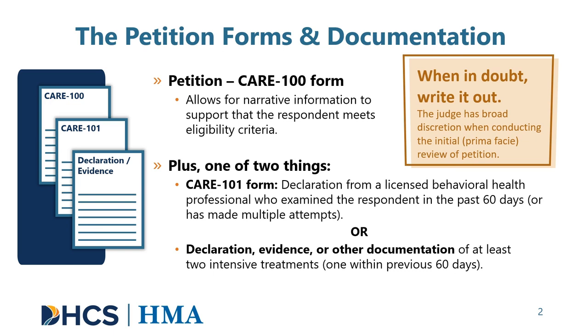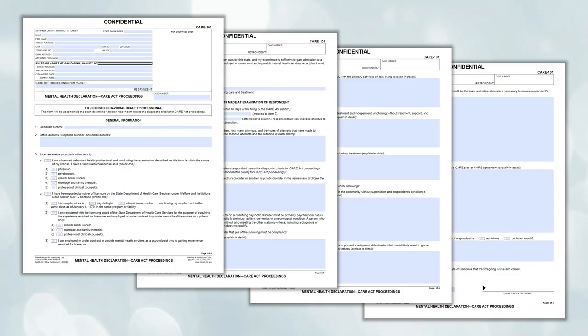If you're a licensed behavioral health professional, you could complete either option 1, the CARE-101 form, or complete this declaration, evidence, or other documentation. We will now share some guidance for completing these options. First, we will go over the CARE-101 form, and then we will share some guidance for the declaration, evidence, or other documentation. Let's take a look at the CARE-101 form.